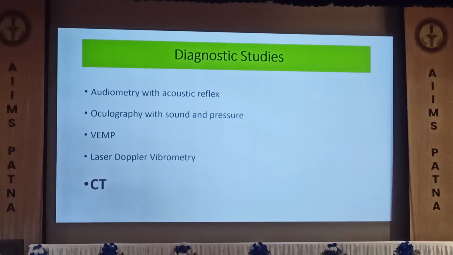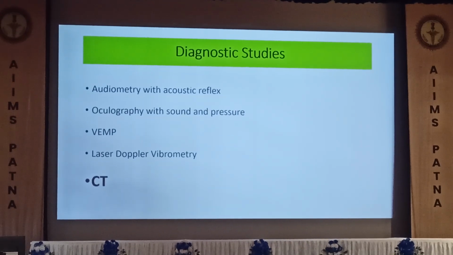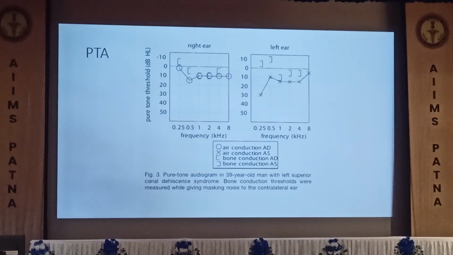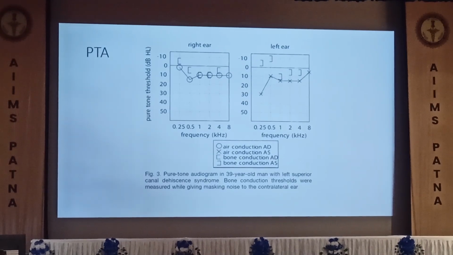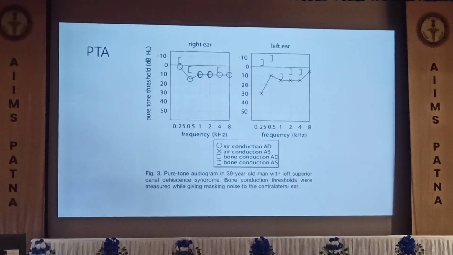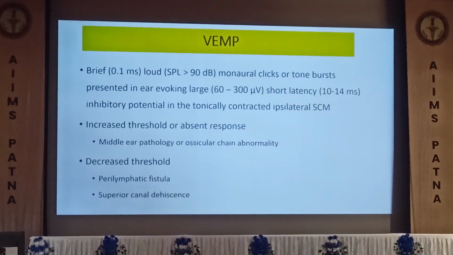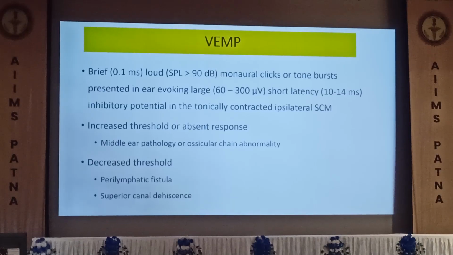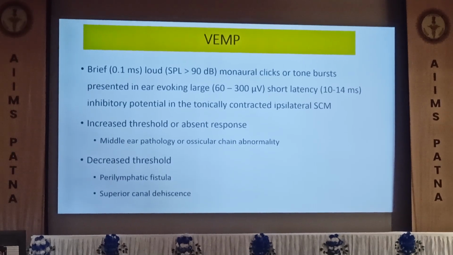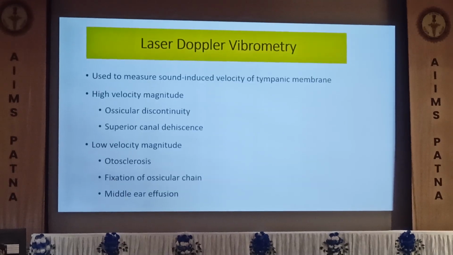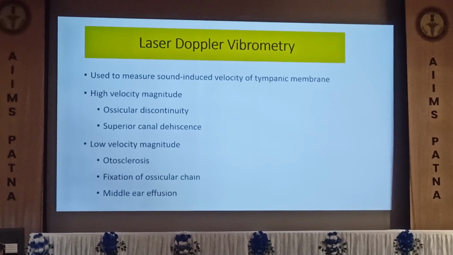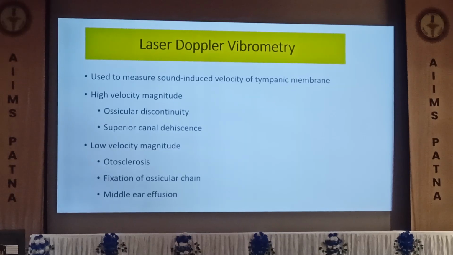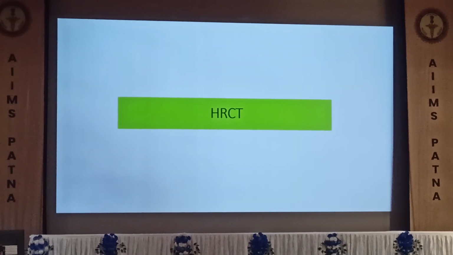So you can diagnose them using audiometry, oculography, VEMP, laser Doppler vibrometry. These are specialized tests, and finally CT scan. As I told you, in pure tone audiogram, you will have a sub-zero threshold. You will have a threshold which is better than 0. 0 is ideally not zero sound, but that is talk for later. VEMP gives you a decreased threshold, and laser vibrometry gives you a high velocity magnitude. So I'm not going to go into details of that, just telling you how you can diagnose superior semicircular canal dehiscence. CT scan is something important.